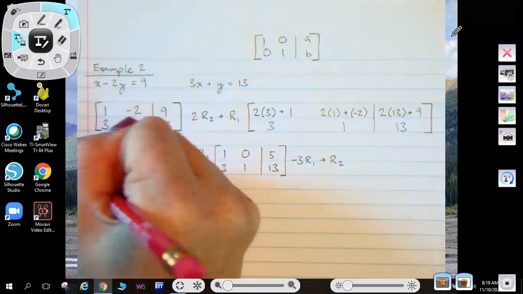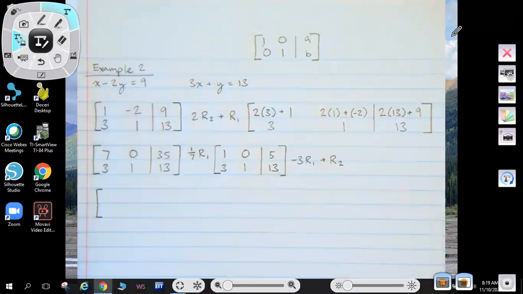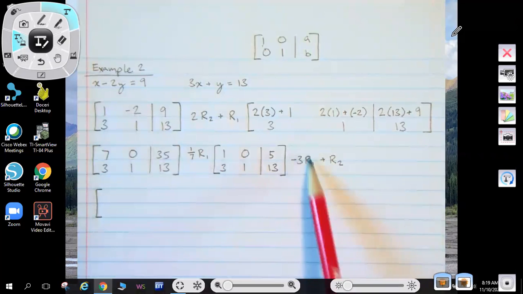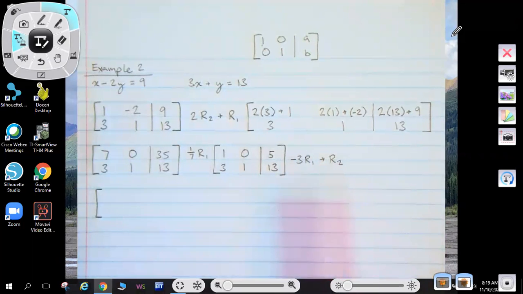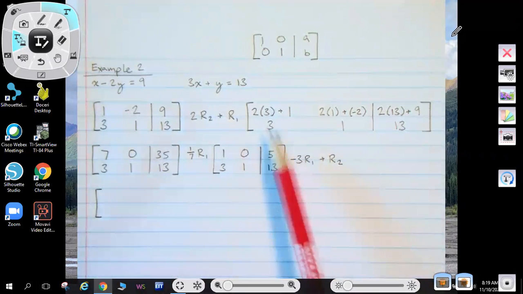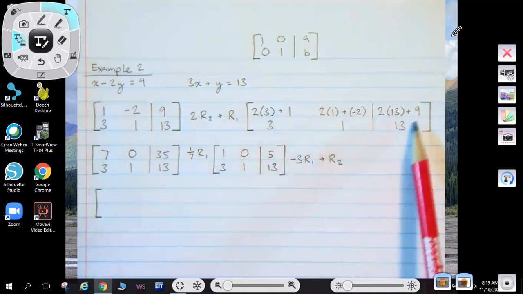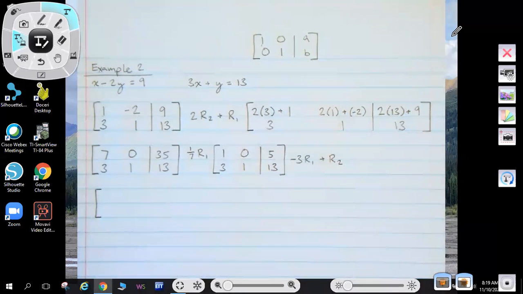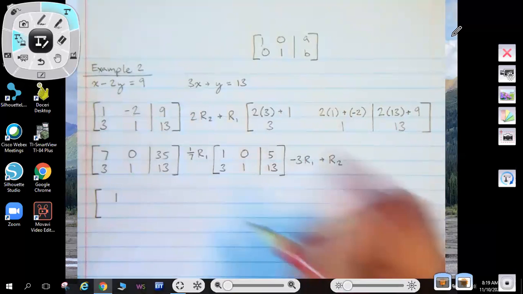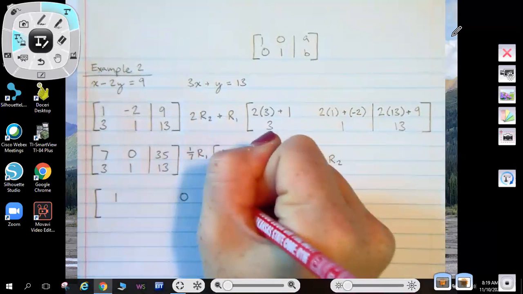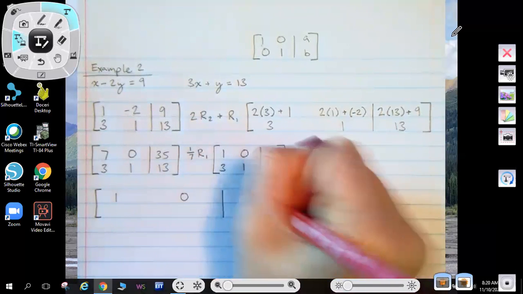Okay, I'm going to move down here just so I can have some more room. So right now the first row is not changing. Even though we're using it to help us change the second row, the first row is going to stay the same. So if you want to go ahead and write that, you can. Just make sure that you space it out because our matrix is going to look like this one for this step. So we have 1, 0, 5.